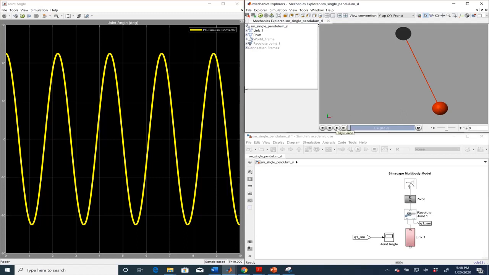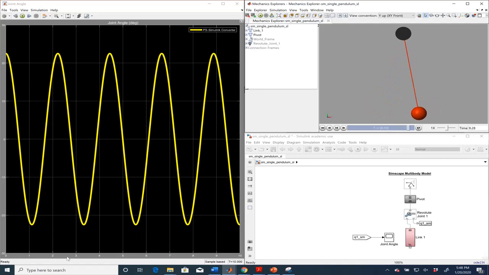I'm going to let him go. There you can see him moving back and forth. He goes to 20 degrees, 0 degrees, negative 20, 0, 20. Essentially, I'm just converting the potential energy to kinetic energy and back and forth. Right now he's all potential, and I'm going to run it again.